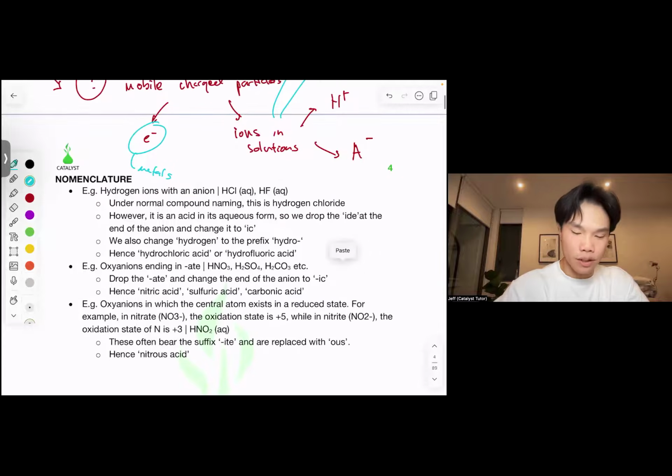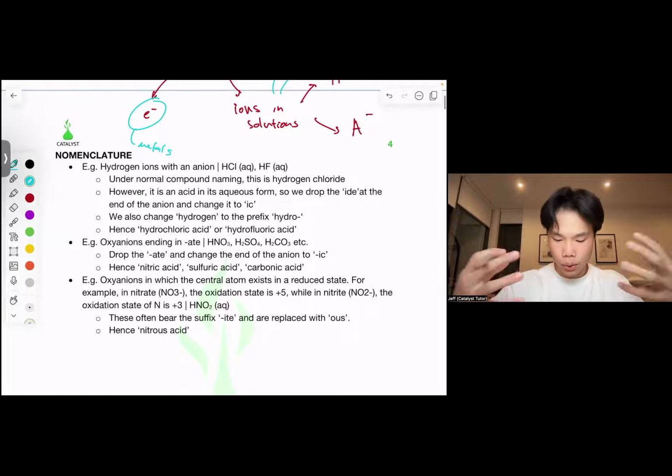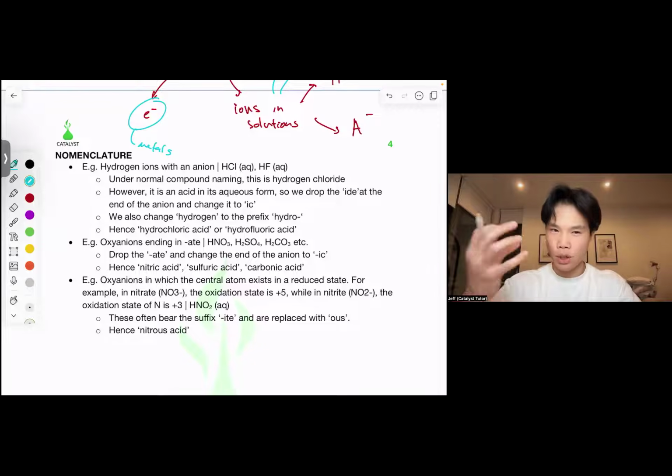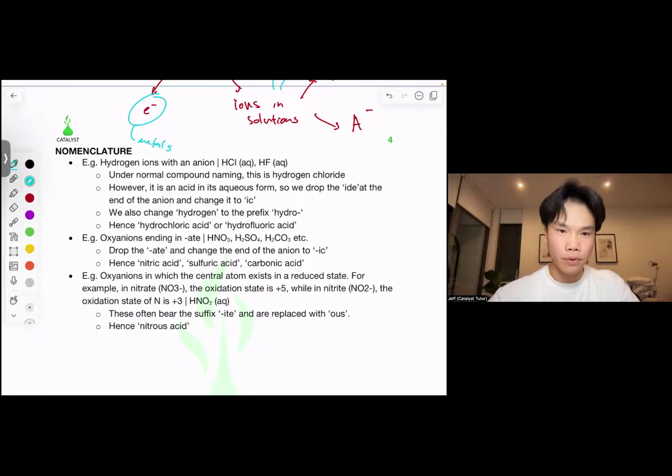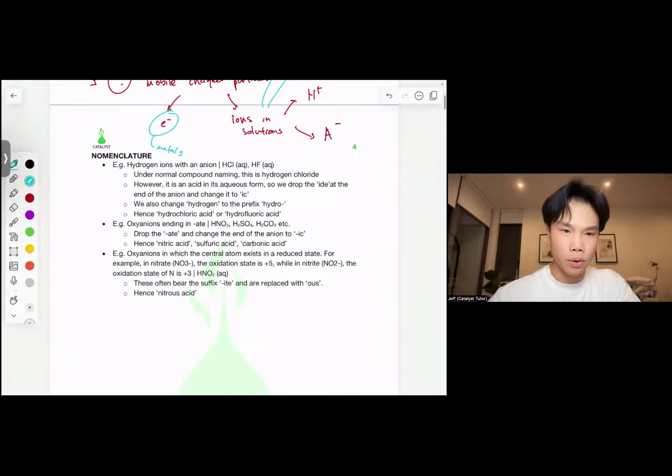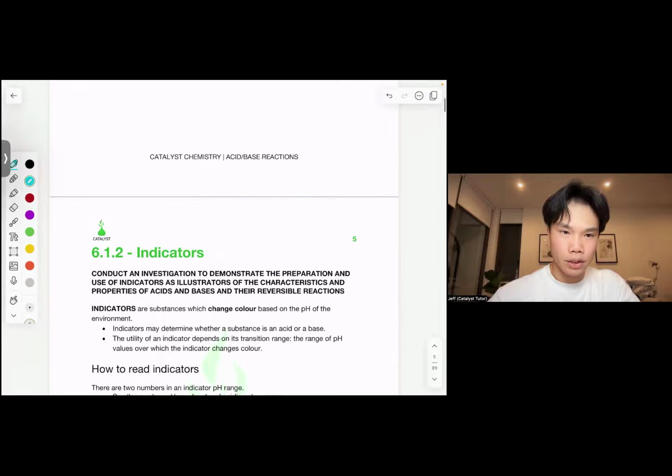So let's continue moving. We get to nomenclature. This is sort of what we've already built up a bit. You don't really need to use this for the most part. We should have seen most of the acids and bases by now. So we don't really need to use that.